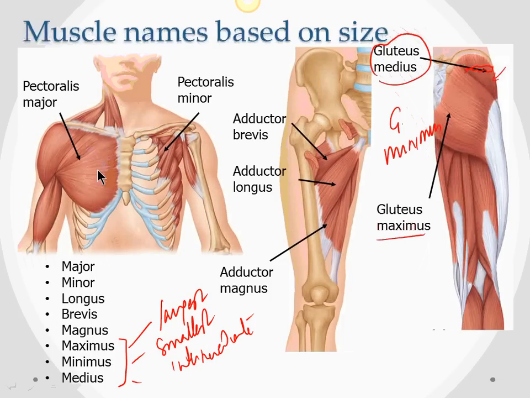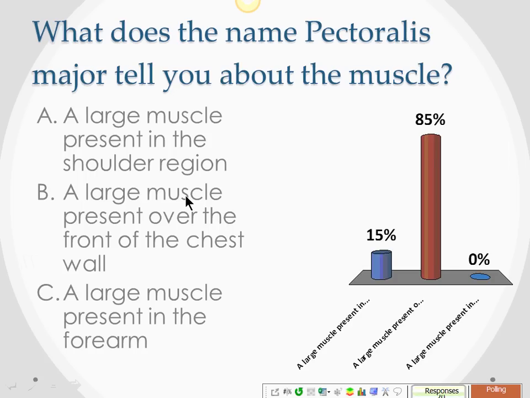So you say, oh, this person's pecs are well developed, okay? So you're talking about this pectoralis major really. So here it is. It is a large muscle present over the front of the chest wall, not the shoulder area. The shoulder is here, and that's where the deltoid muscle is present.